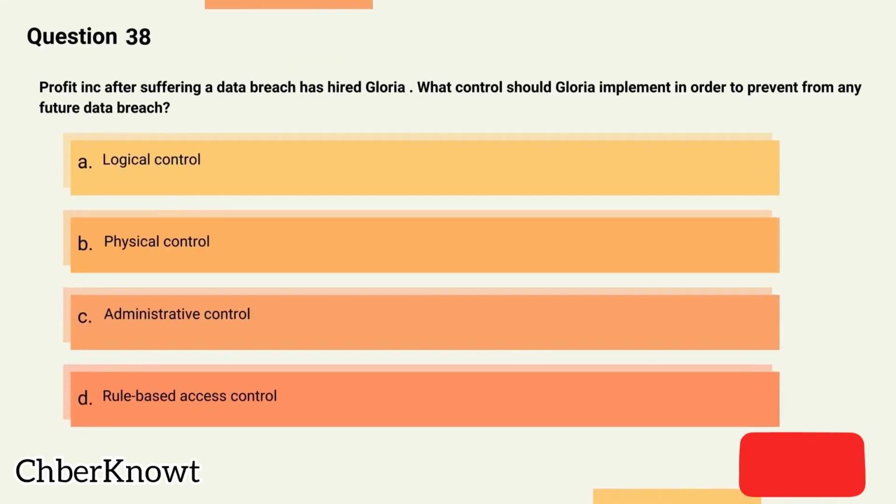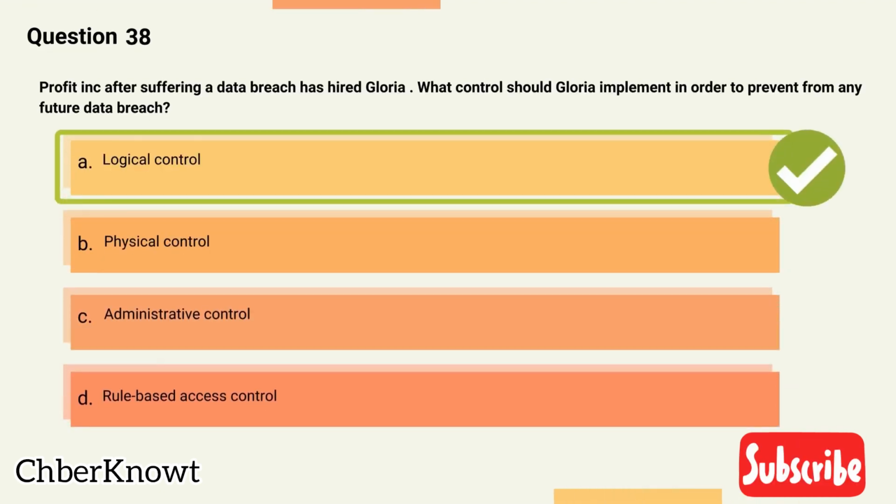Question 38. Profit Inc. after suffering a data breach has hired Gloria. What control should Gloria implement in order to prevent any future data breach? Option A. Logical control. Option B. Physical control. Option C. Administrative control. Option D. Rule-based access control. The correct answer is option A.